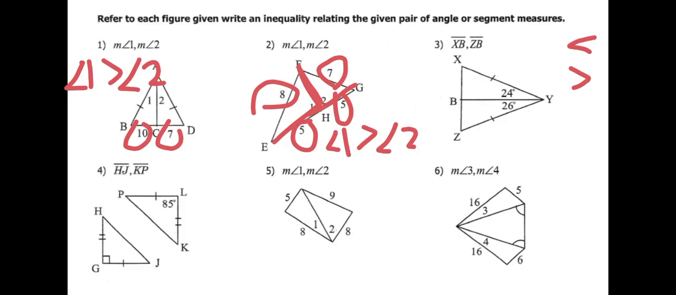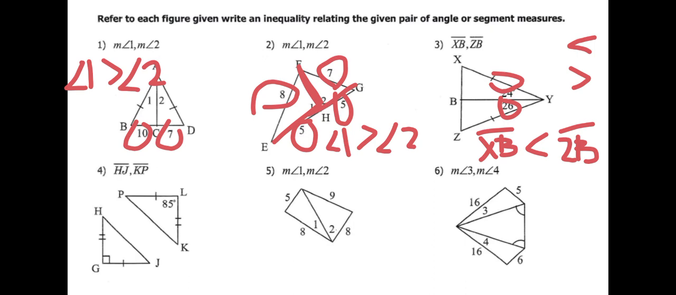Okay, so for number 3, let's identify the congruent side, this one and this one. So the opposite of XB is 24. The opposite of ZB is 26. So therefore, XB is less than ZB because the opposite of XB is 24, opposite of ZB is 26. Okay, very easy, right? Okay, next, number 4.